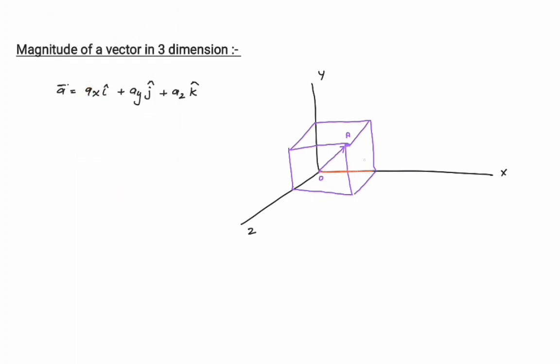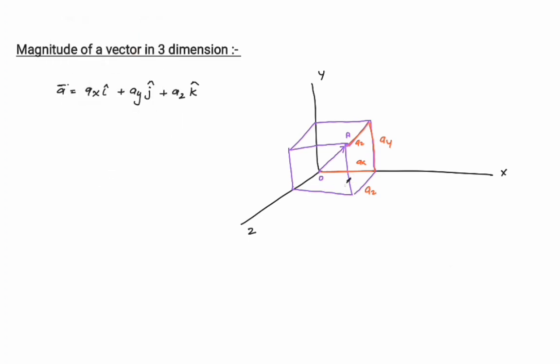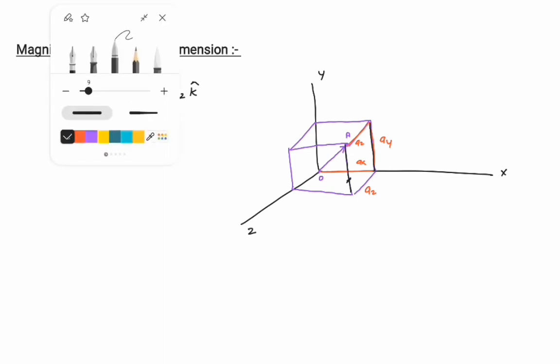This length is going to be ax, this length is going to be ay, and this length is going to be az. Similarly, this is also going to be az, and this is also going to be ay. These two are going to be ay, az and az. So now draw this line.